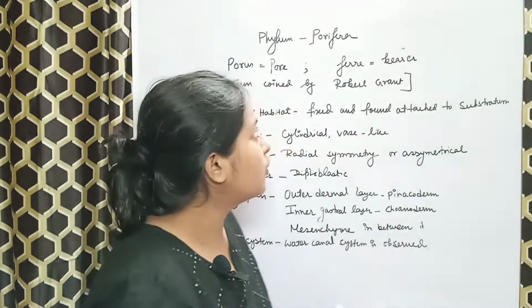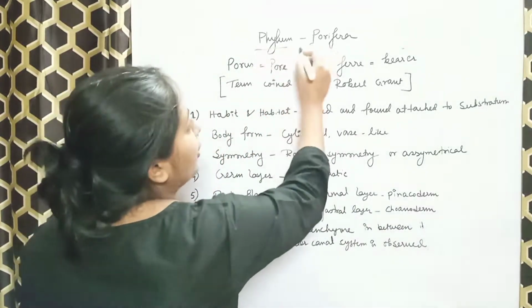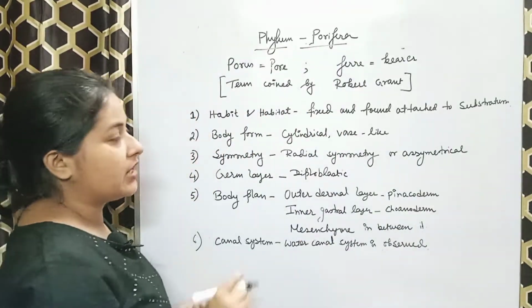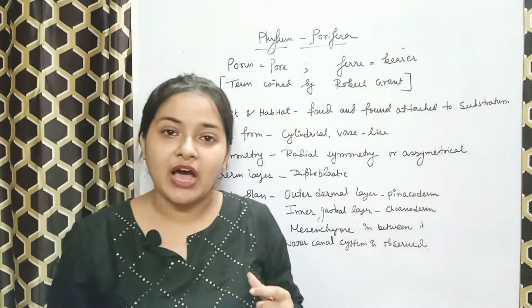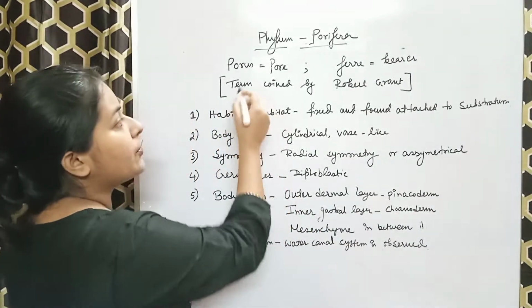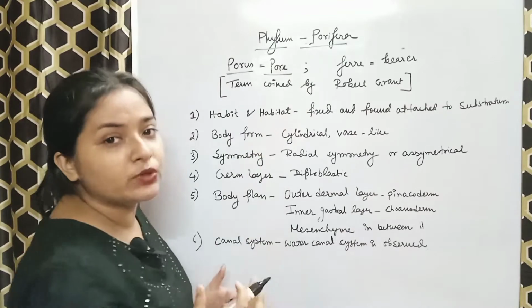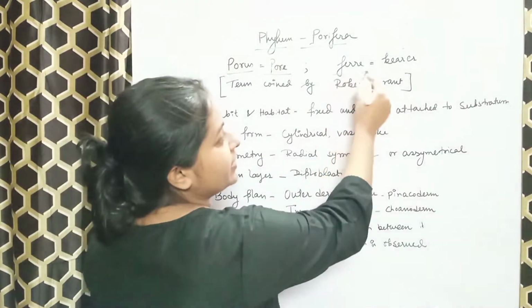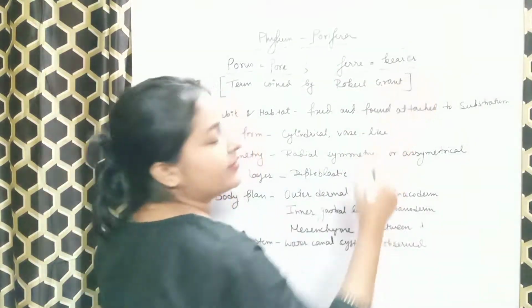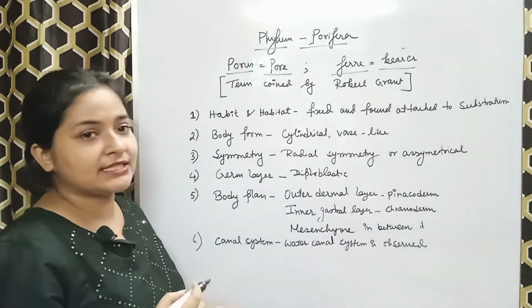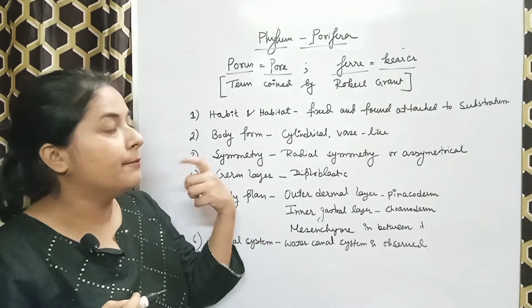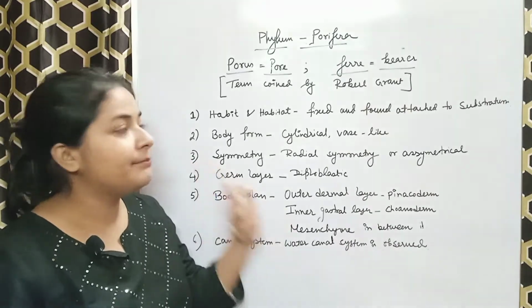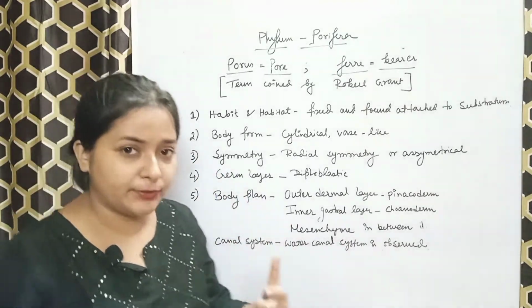So look at the board, phylum Porifera. So what is the meaning of Porifera? Pori, the term pore or pori or porous, these are the synonyms, porous or pore. And fera means F-E-R-R-E, that means bearer. So porous bearing body or porous bearer or pore bearer.